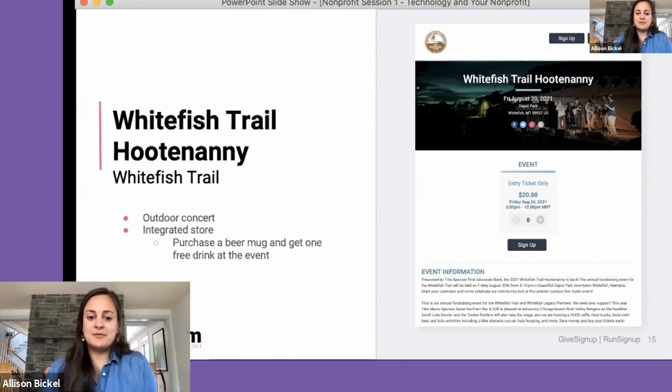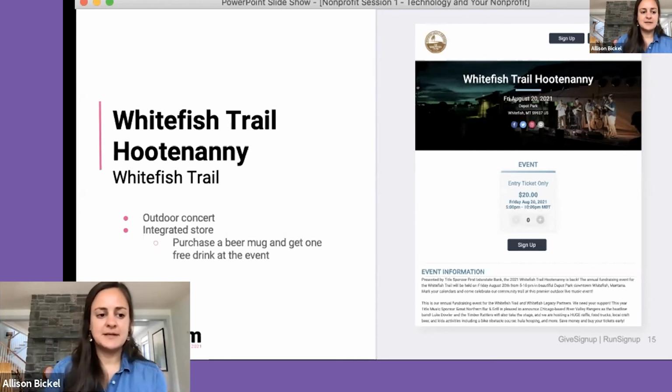But this is an example of a customer that's using the store functionality for ticket purchases today in a really creative way. So they're actually upselling beer mugs that are branded with their Trail Foundation's logo. And if you purchase a beer mug when you buy your ticket, you'll get it at the event and you'll also get a free drink with it. So it's just a really creative way to bring in extra revenue, upsell different items that feature your mission and brand, and have a creative reward tied to all that as well.